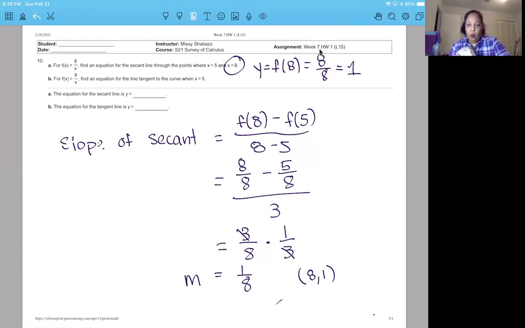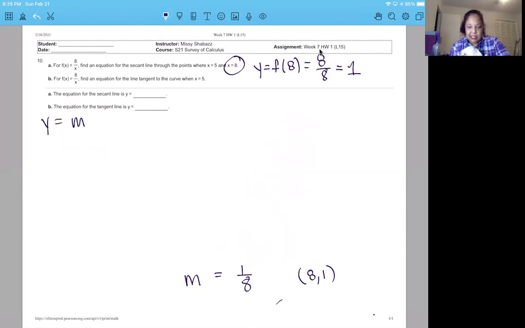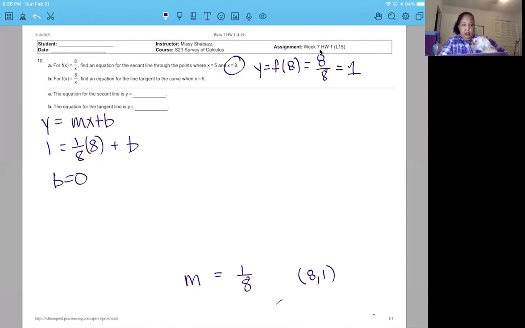So again, we're going to plug into y equals mx plus b. My y is 1. My m is 8. No, my m is 1/8. My x is 8. And I need to find b. So I end up with a 0 for b. And that gives me the equation y equals 1/8 x. Now, for the equation of the tangent line at x equals 5, I have to find the derivative because that gives me the slope of the tangent line.